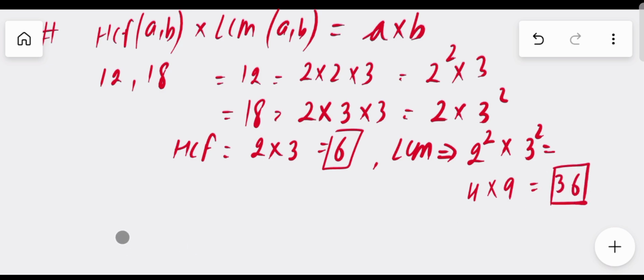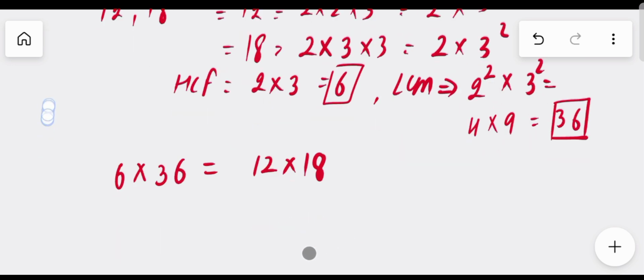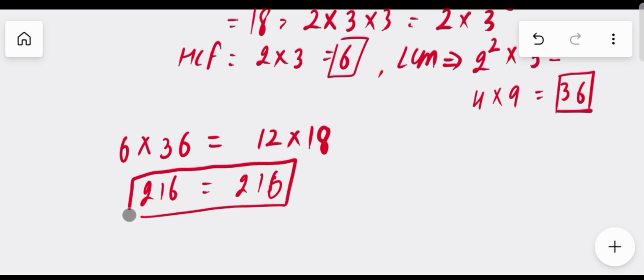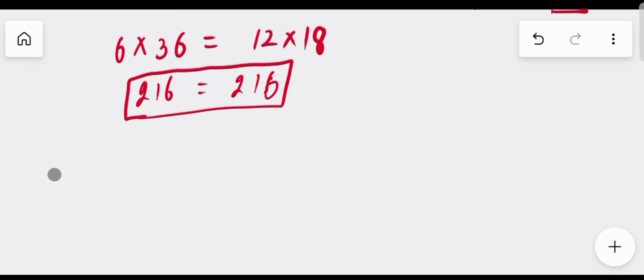So now verify. The HCF is 6, the LCM is 36, and the product of these is always equal to the product of the numbers. The numbers are 12 and 18. So what is the product of 36 into 6? That is equal to 216, and 12 into 18 is also equal to 216. So the product of two numbers is always equal to the product of their LCM and HCF. This formula is applicable only for two numbers. For three numbers, this formula is not applicable.